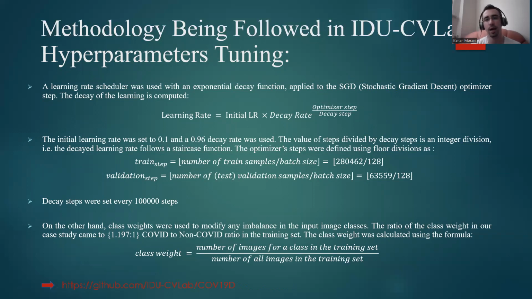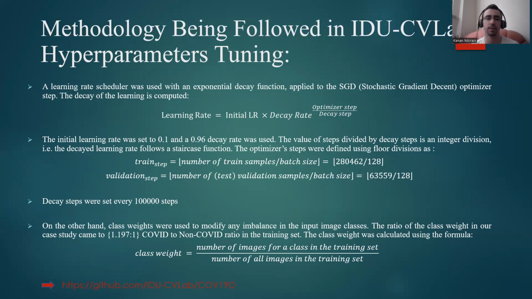The optimizer steps were defined as the train steps, which is the number of trained samples divided by the batch size. Of course, I tried several batch sizes. The batch size of 128 is the one I settled on. So this is the number of trained samples divided by 128. The validation steps are also the number of the test or validation samples divided by 128. This is how the train steps and the validation steps were taken, and the decay steps were set every 100,000 steps.